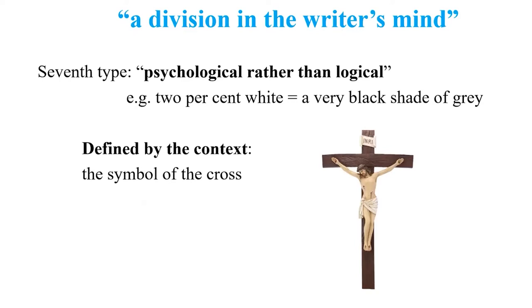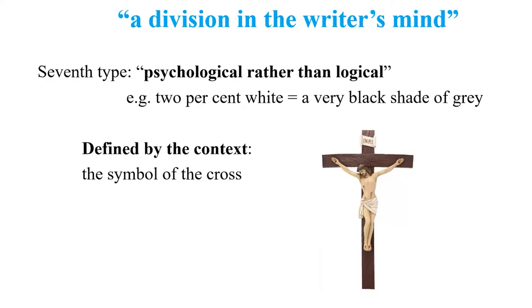What is the division? So look at this example. He gives a lot of examples in the beginning, then he proceeds with literary examples. So this is a general example. He says the seventh type is psychological rather than logical. It's not so logical like that Tamil puzzle or any other puzzle or wordplay. It's more psychological. Look at this. This example is given by Empson.